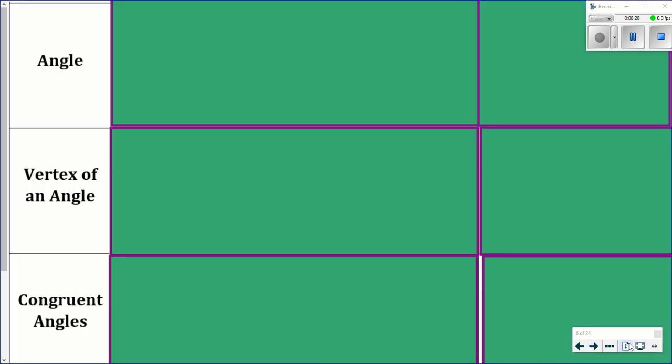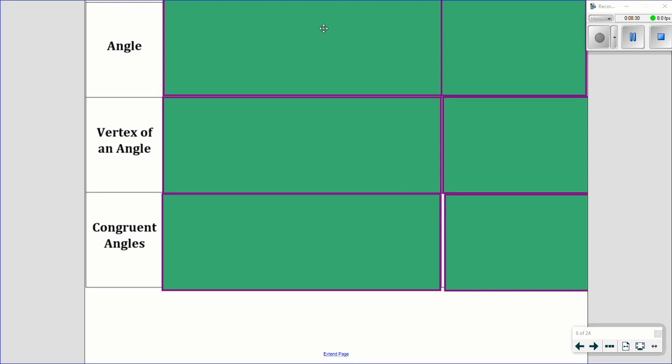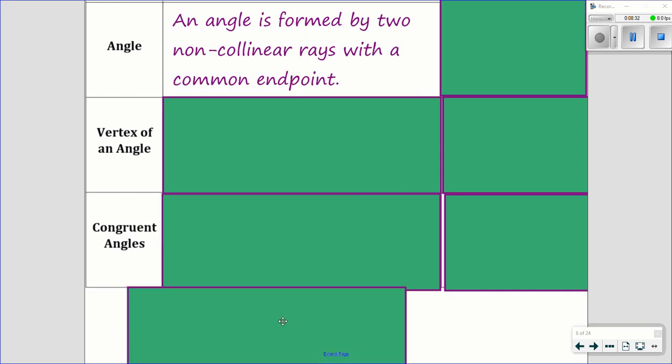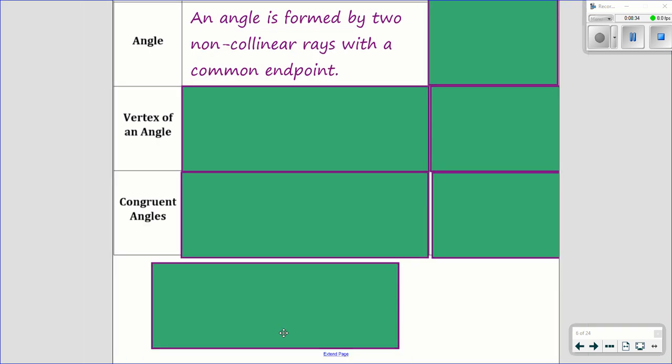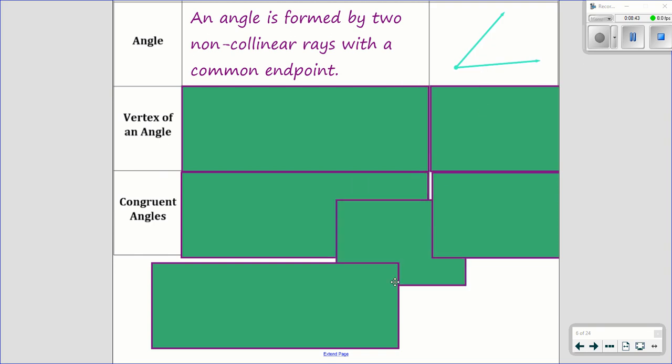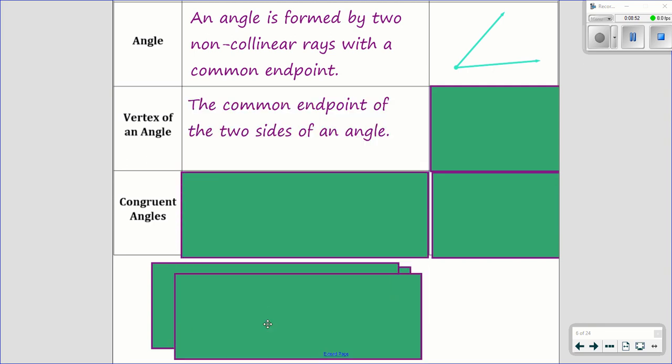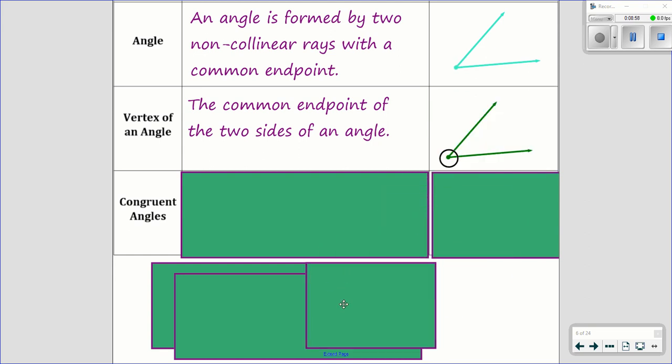Angles, as we learned from the video, an angle is formed by two non-collinear rays with a common endpoint. Notice how they have the two rays, and they have an endpoint, and it creates an angle. There we go, just as you saw in the video. The vertex of an angle is the common endpoint of the two sides of the angle. So where the endpoint is, that is the vertex.